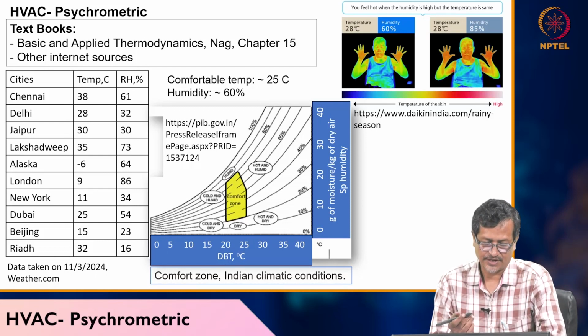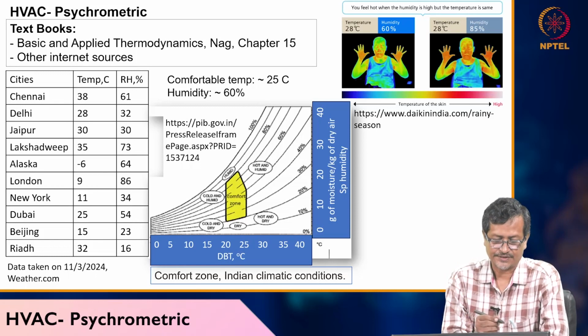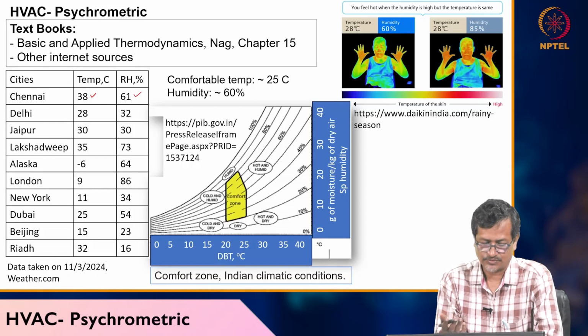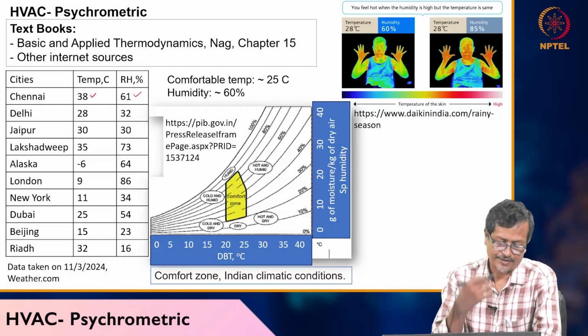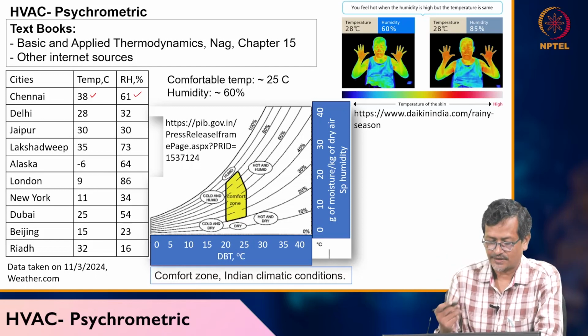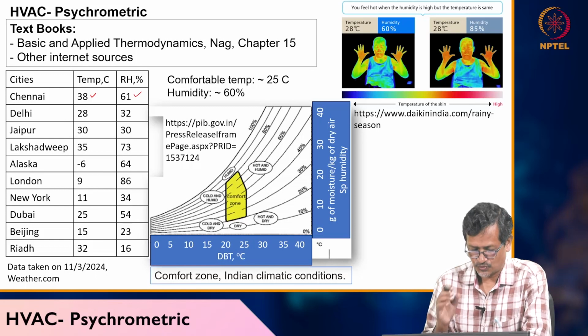For example, the left side table is taken from weather.com. For different cities you can see the temperature and humidity. Temperature in Chennai is 38, humidity 61. Sometimes relative humidity will go to 70, 80, sometimes 90 also. So you see different temperature and different humidity in different cities, so which is comfortable? To find the comfortable zone, you have to go through the psychrometric chart.